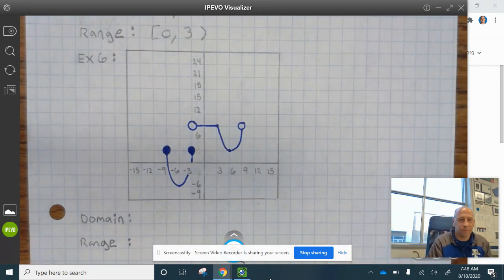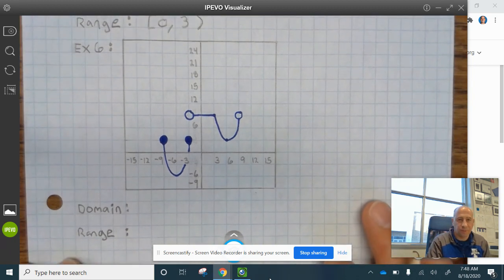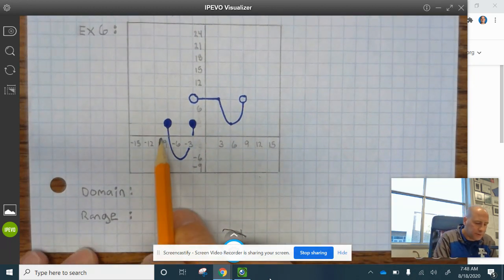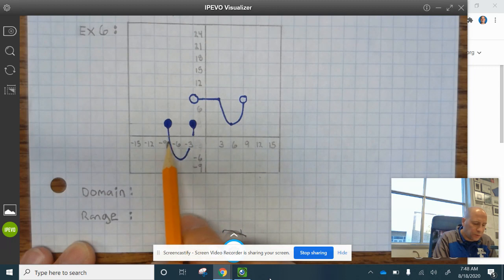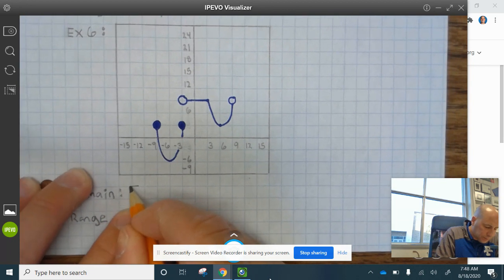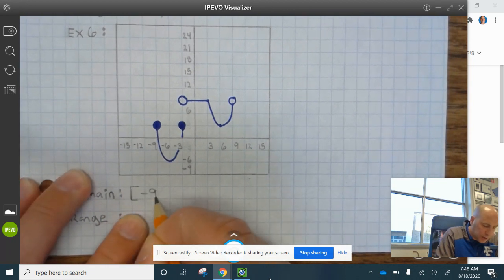Example 6. All right. So again, we're looking at domain and range. All right, so domain is from left to right. So the leftmost value is at this point, the x value is -9. It's closed circle, so it includes it. So bracket, -9.